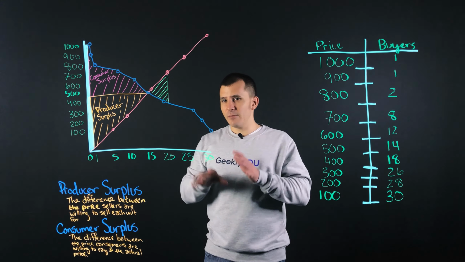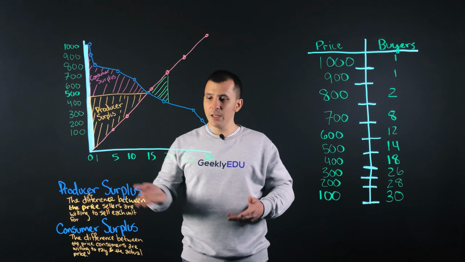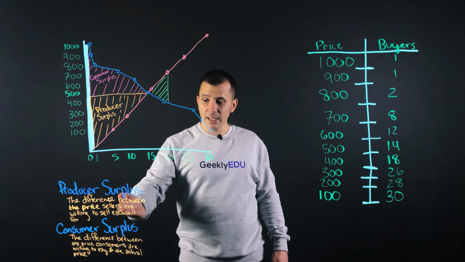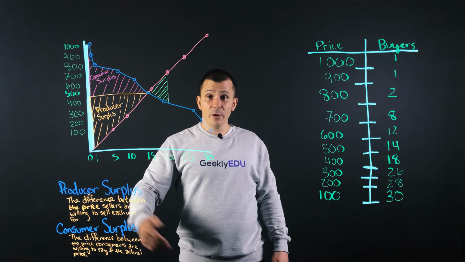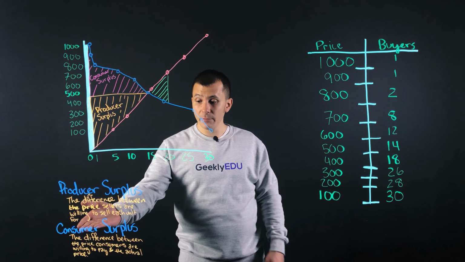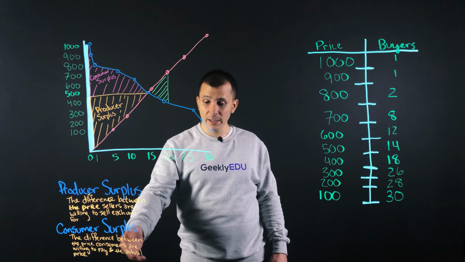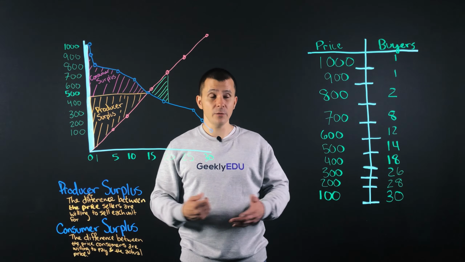So let's go into the definition really quick to make sense of it. Producer surplus is the difference between the price sellers are willing to sell each unit for and how much they are sold for. Alternatively, consumer surplus is the difference between the price consumers are willing to pay for it and the actual price of the end unit.